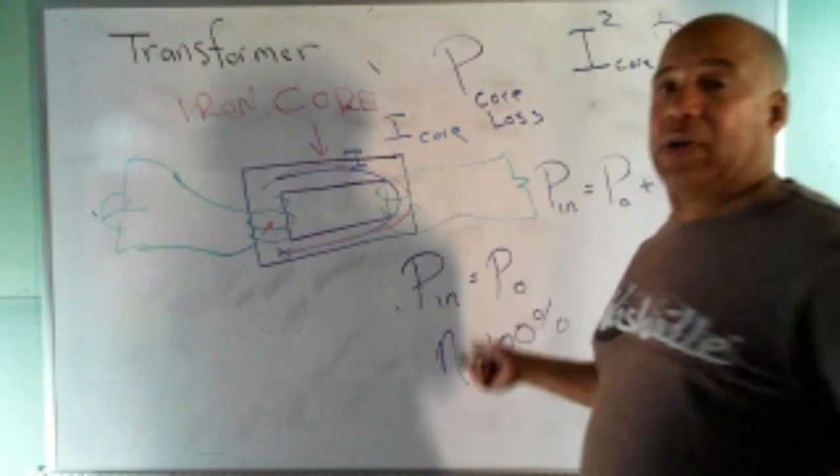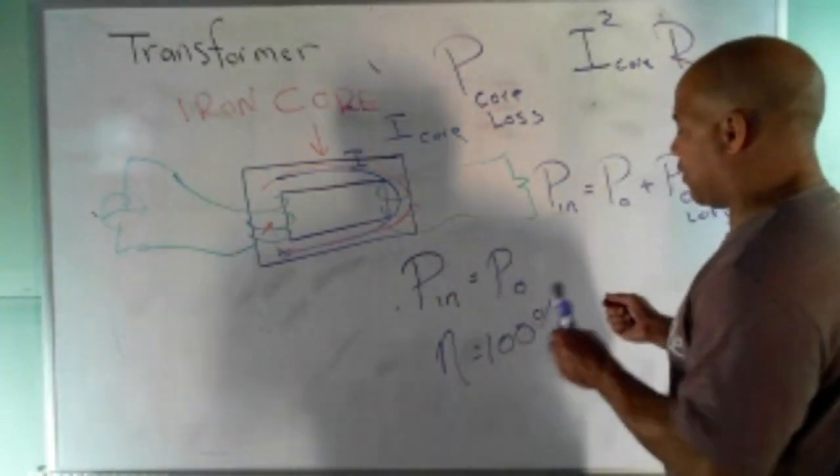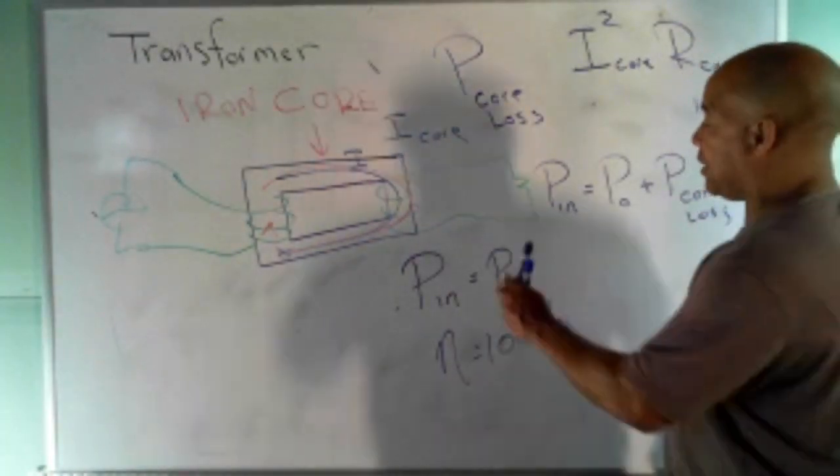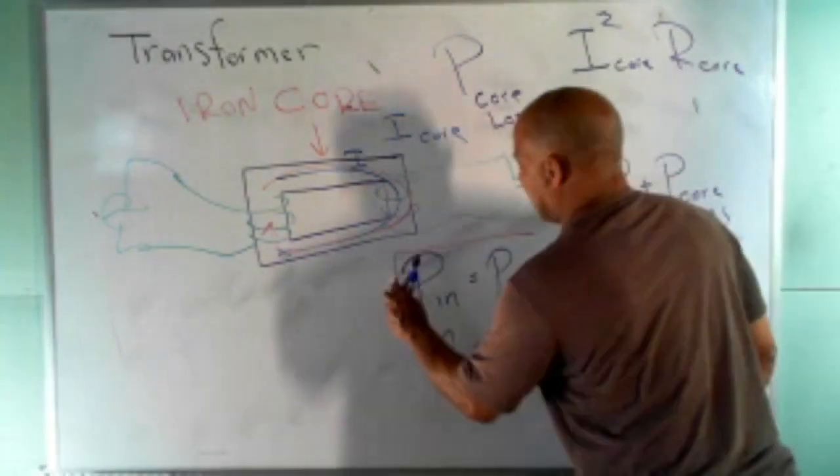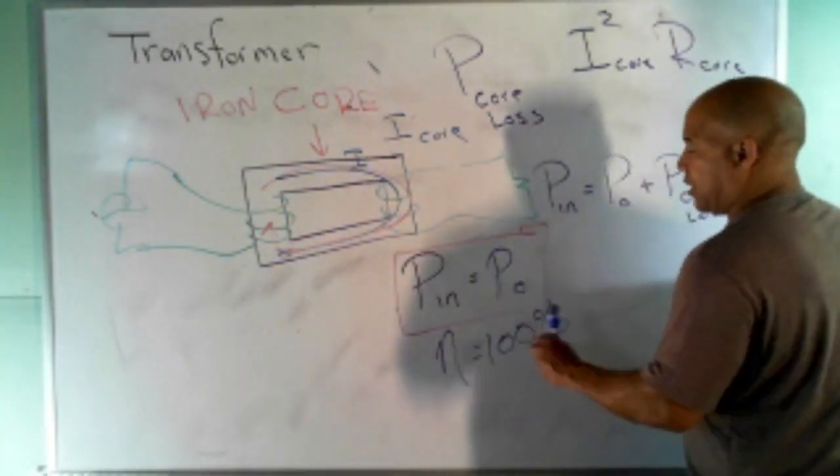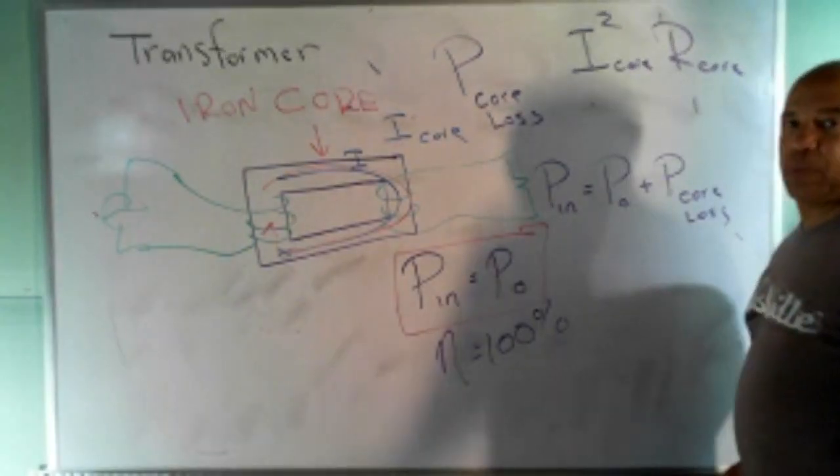Now, what we do in this class, we assume that we have a transformer that's 100% efficient, which makes our calculations a lot easier. We assume that this is the case. We're going to deal with transformers that are 100% efficient.